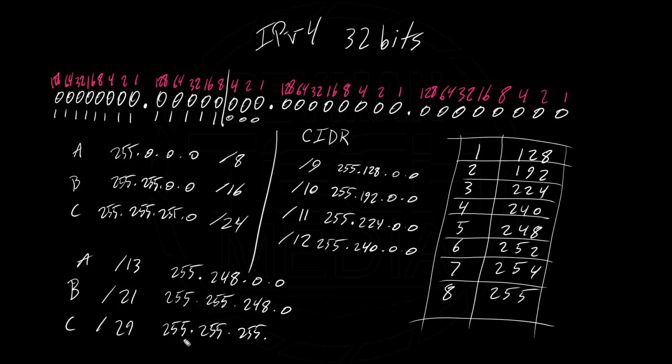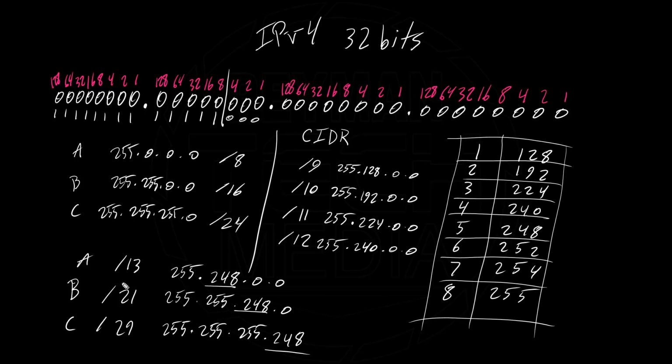29. Let's count. 8 plus 8, that's 16. Plus 8, that's 24. 25, 26, 27, 28, 29. They borrowed 5 bits from the host, okay? So here should be 248. That's it. You see all of them, we see 248. But of course on different octets.